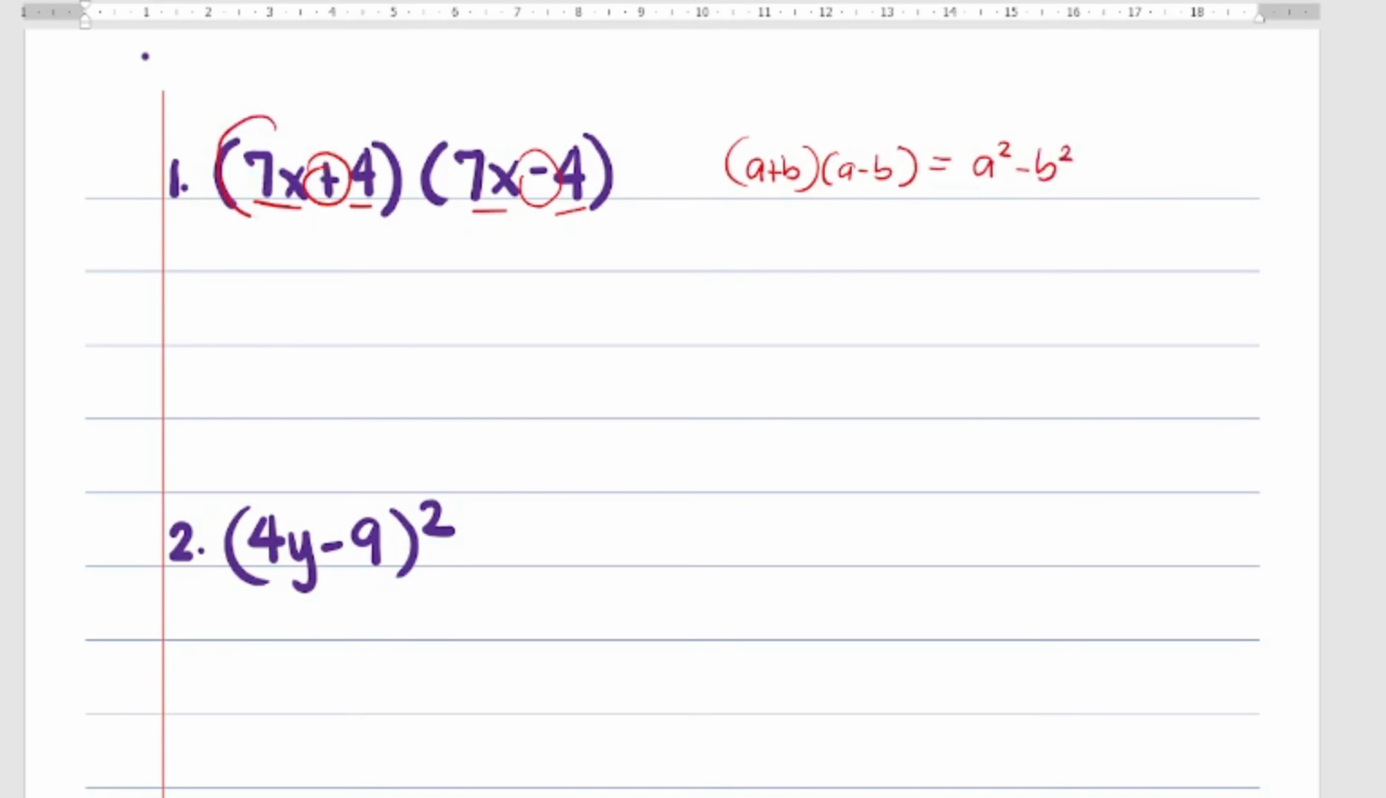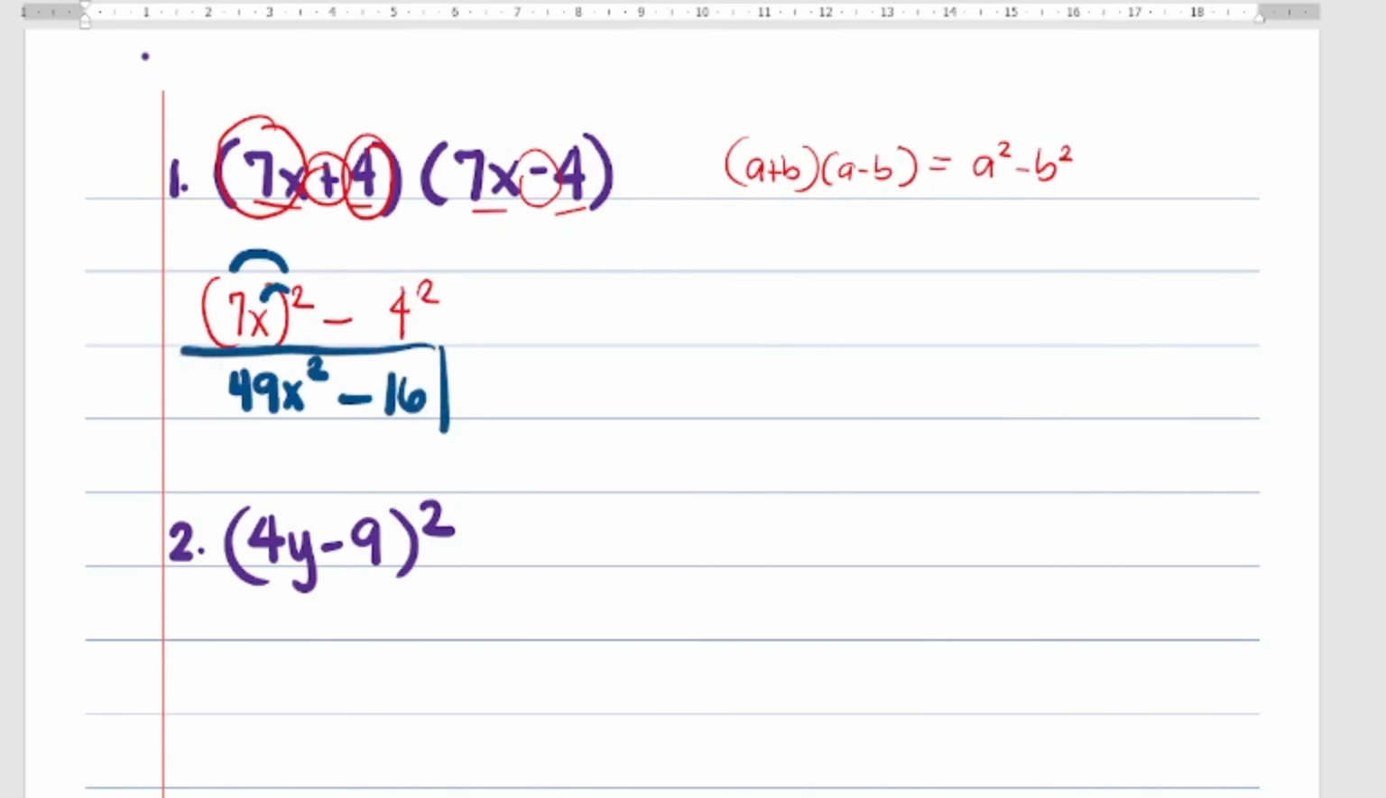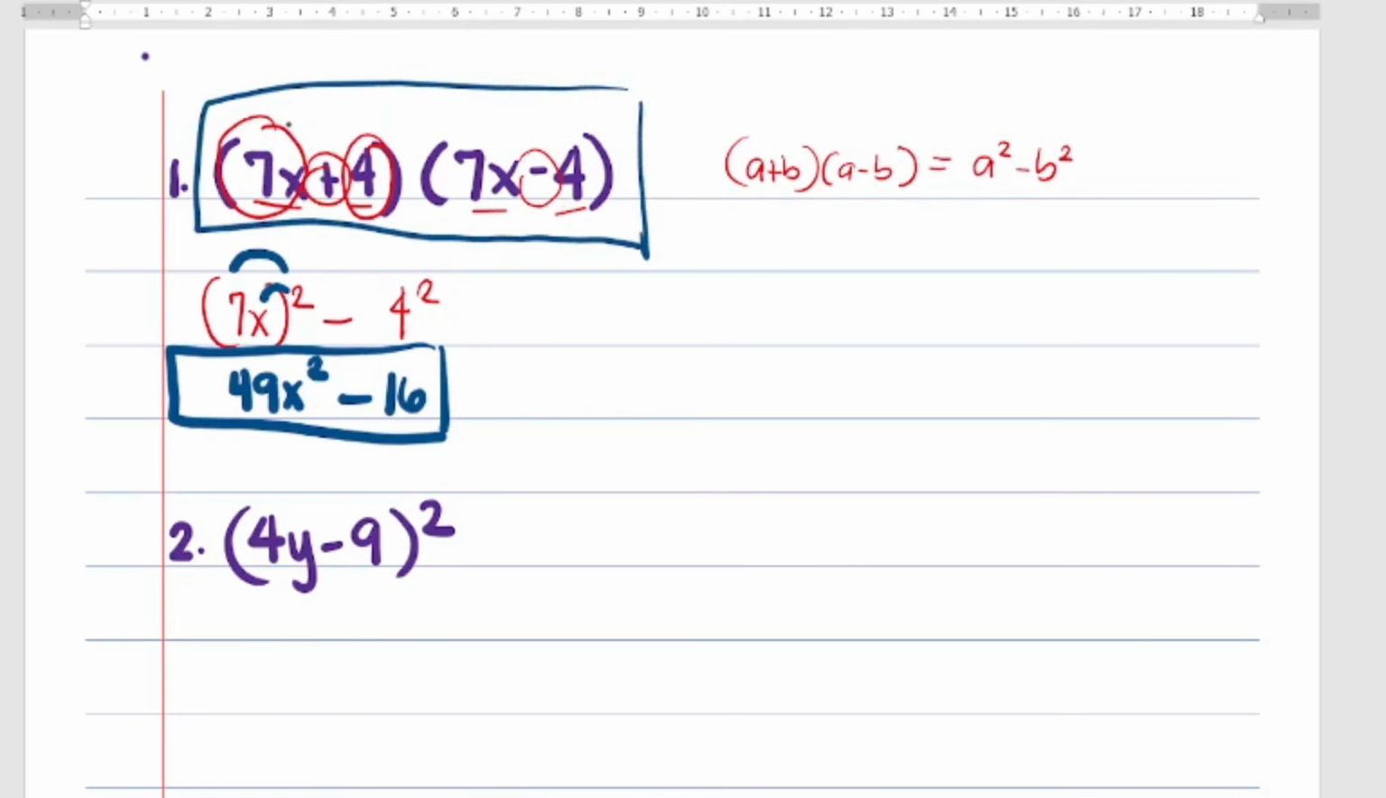So meaning, we will get the square of 7x minus the square of 4. Always make sure that you distribute the power. So, 7 squared is 49. Then, the square of x is x squared. Minus, the square of 4 is 16. Just remember the pattern.